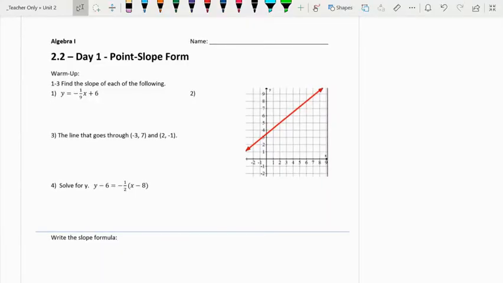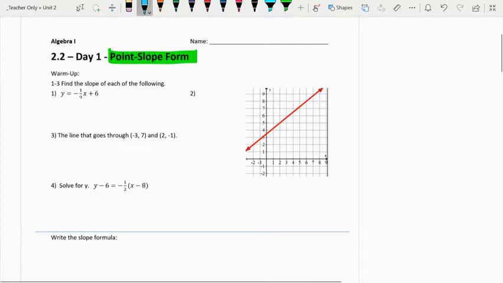So for 2.2 day 2, we're going to talk about point slope form. The first thing that I would have you do is this warm up, numbers 1 through technically 4. So 1 through 4, go ahead and look at that as a warm up.